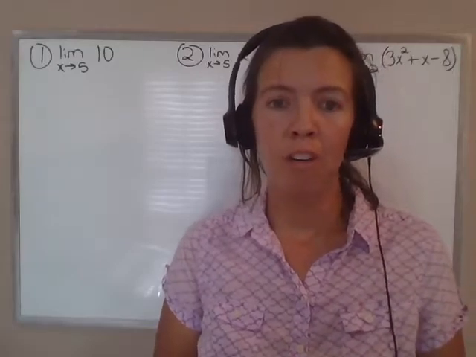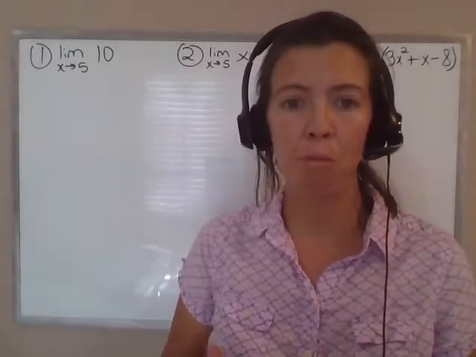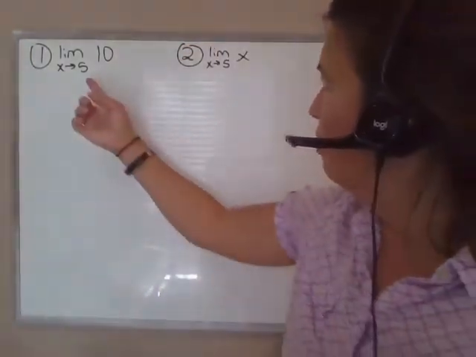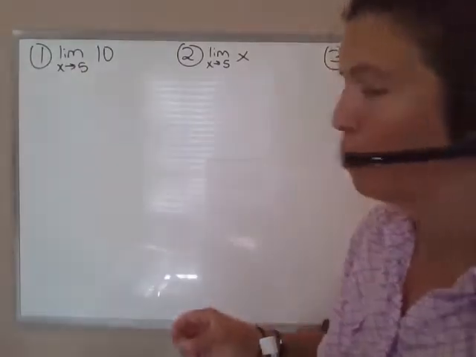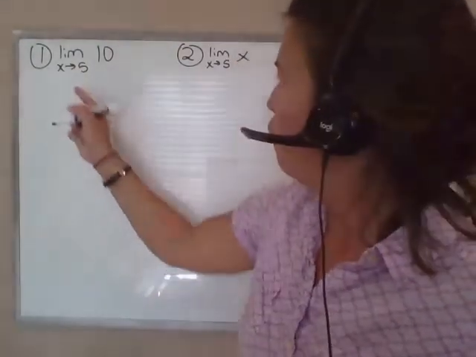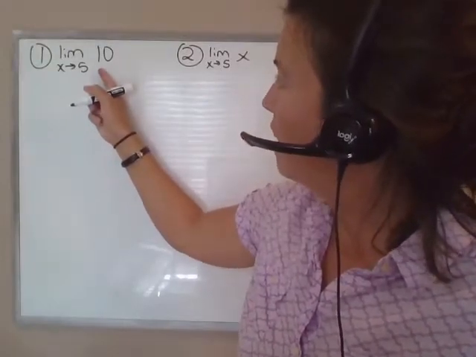In this video, I wanted to start by working with some of the basic properties of limits that have been listed above in the notes. And I've started with two really basic examples, just as an opportunity to discuss a couple of those properties. So first, the limit as x approaches 5 of 10.